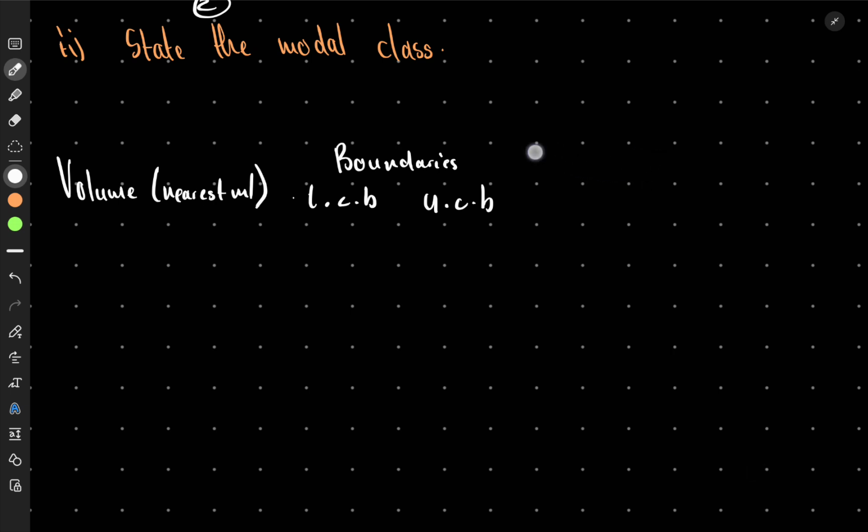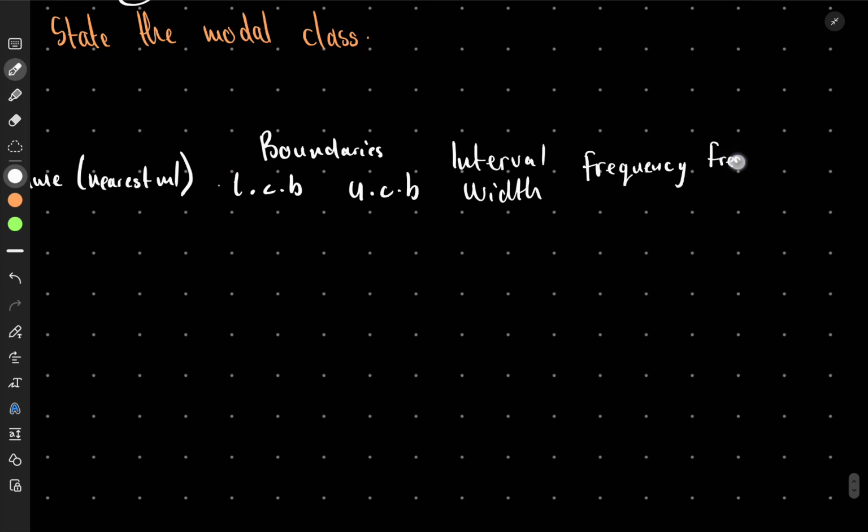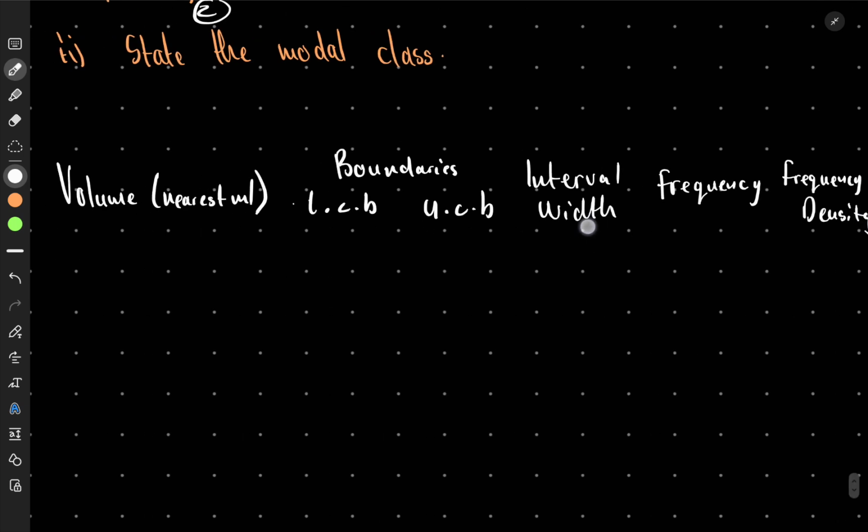Okay. I don't have much space. Let me say interval width, right? And then when we know the interval width, what else do we need to know? Then we can put our frequency. Then we can get frequency density. So let me write it nicely: interval width. Then here, once I know it, I can put the frequency. And once I know interval width and frequency, I can get frequency density. Great.